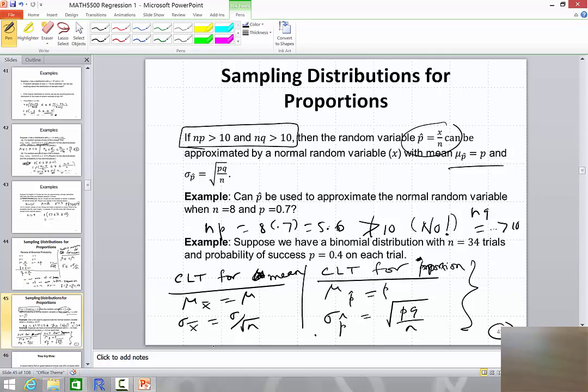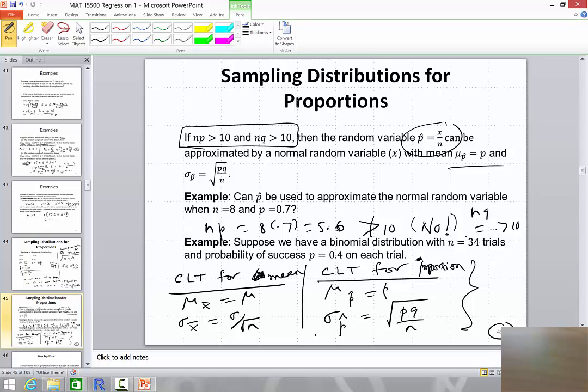How about the second example? n is equal to 34. Suppose we have a binomial distribution with n equal to 34 trials and p equal to 0.4. In this case, can p hat be used to approximate the normal random variable? That is the question. In the previous one we could not, because it was less than 10.